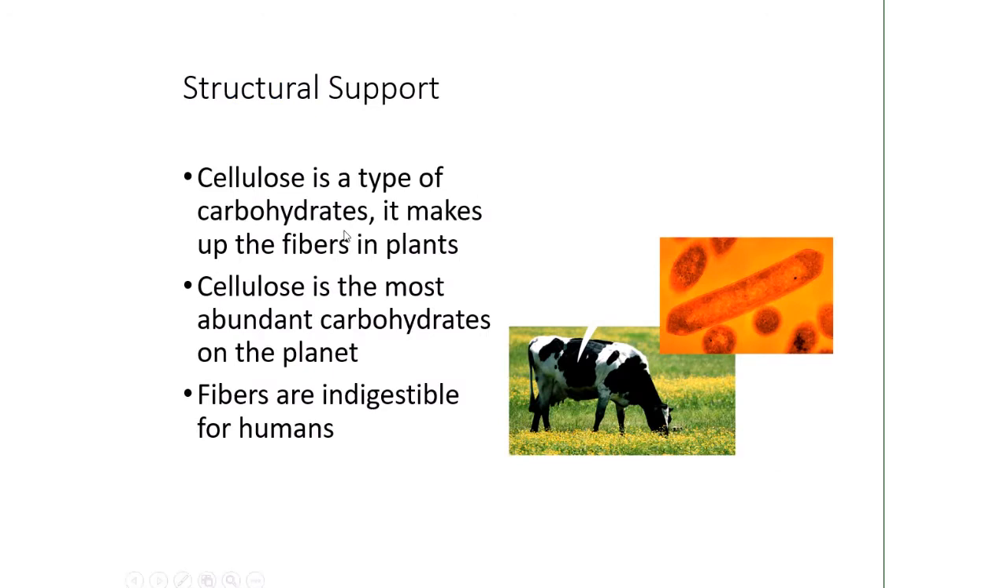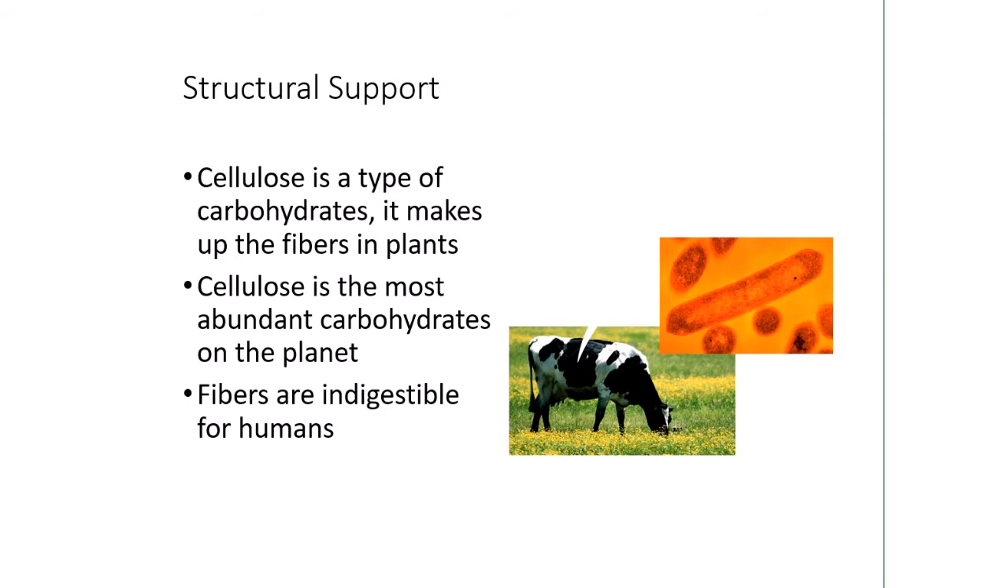Cellulose is a type of carbohydrate, and it makes up the fibers in the plant, like I said. It is the most abundant carbohydrate on the planet, because there are a lot of plants on this planet, and all these plants contain a huge amount of cellulose.